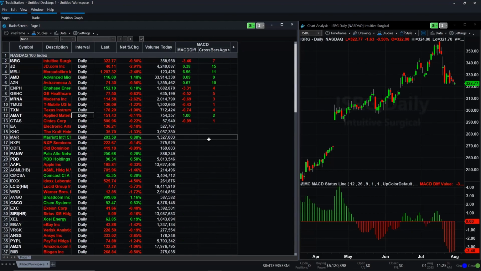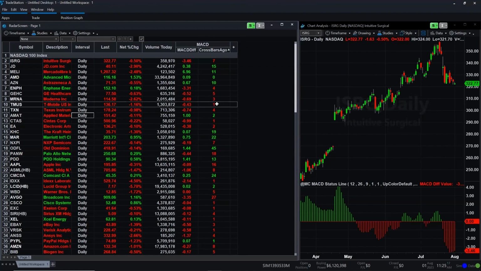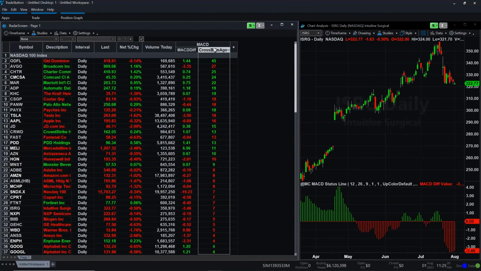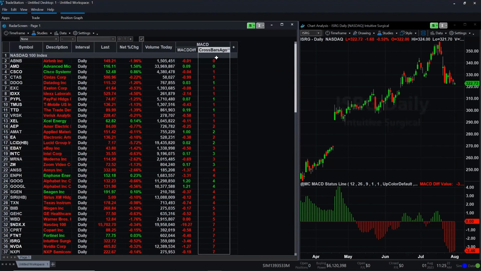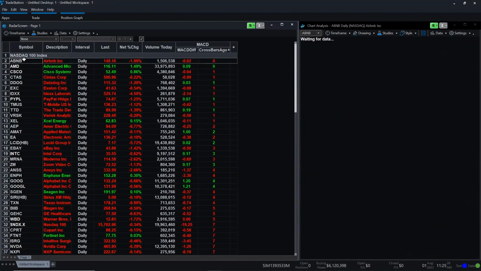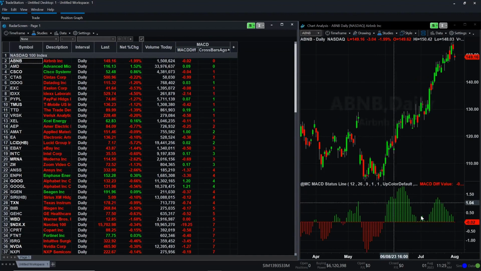And you can see how the MACD starts calculating based on daily bars. Remember, the MACD uses 26 bars, 9 bars, and 12 bars. So it's going to have to use new data to calculate. So if we sort by crossbars ago one more time, and we go in ascending order, we can see that there's 2 symbols right at 0, Airbnb. And if I click it, you can see what's happening right now on the chart.